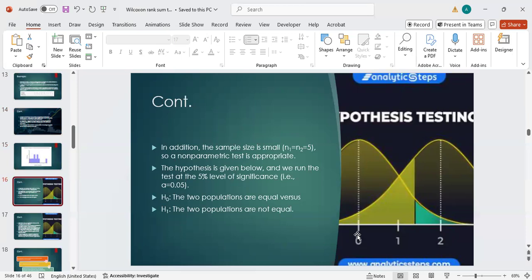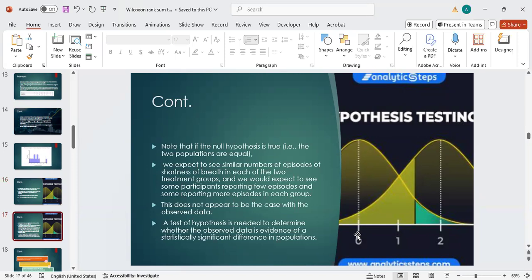The hypotheses are given below, and we run the test at the 5% level of significance, that is, alpha is 0.05. The null hypothesis is that the two populations are equal, versus the alternative hypothesis that the two populations are not equal. Note that if the null hypothesis is true, that is, the two populations are equal, we expect to see a similar number of episodes of shortness of breath in each of the two treatment groups.